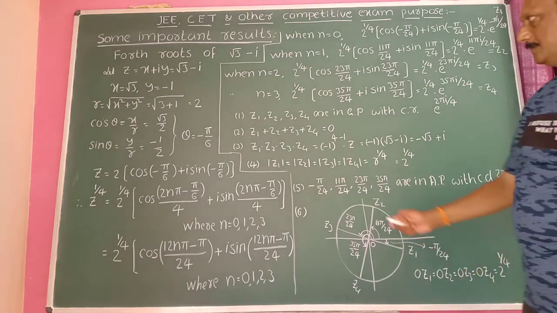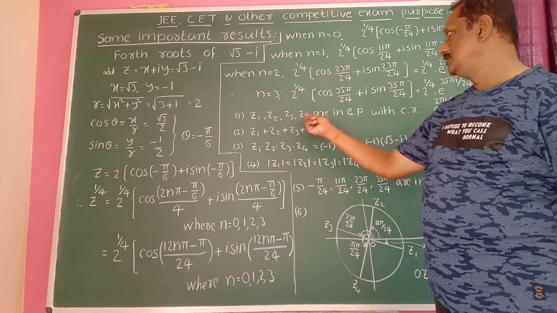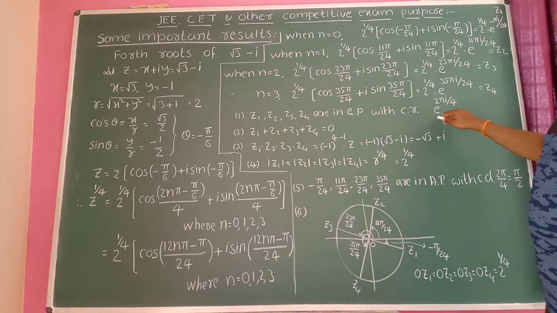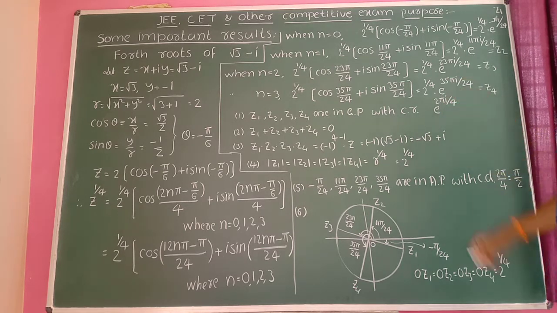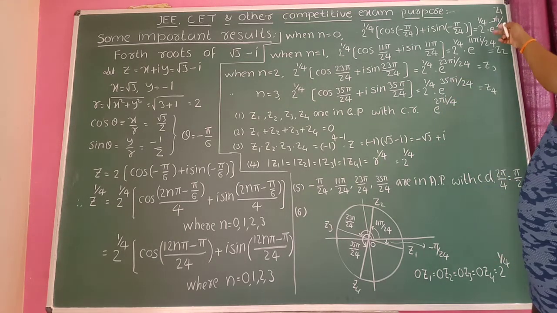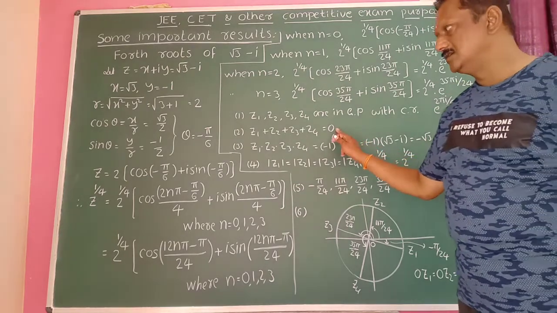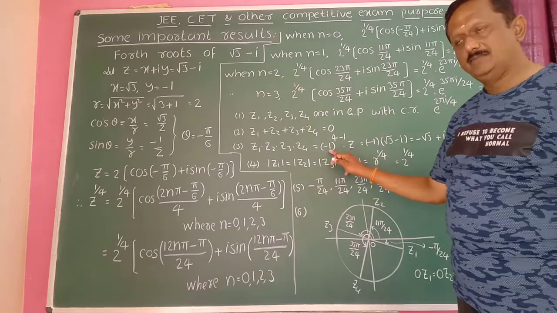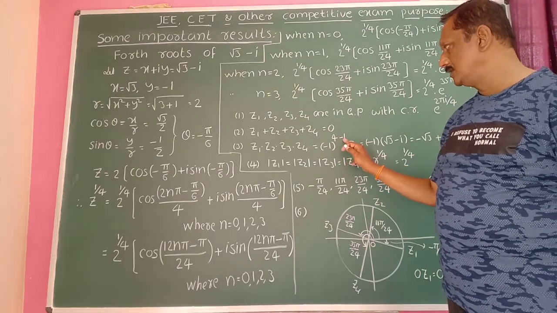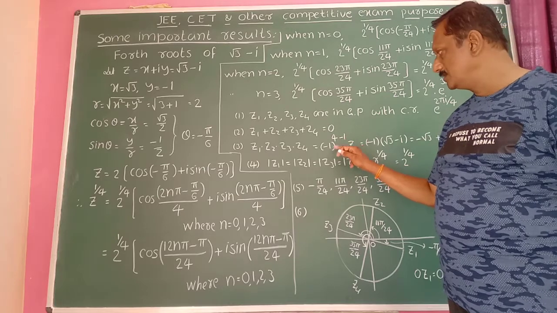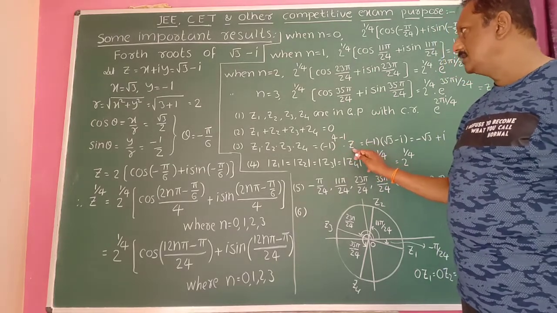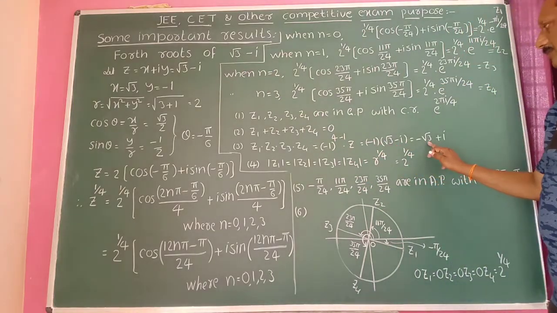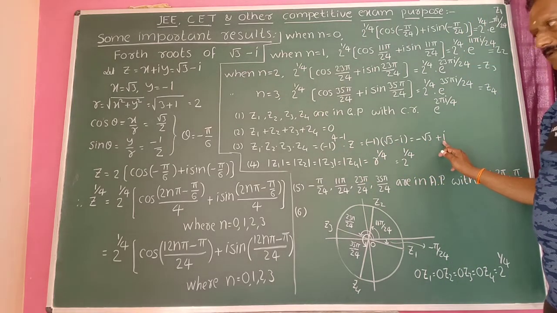According to properties, z1, z2, z3, z4 are in a GP with a common ratio e raised to 2 pi i divided by 4. Next, the sum of these fourth roots is always 0. And the product of these fourth roots is minus 1 raised to 4 minus 1. 4 minus 1 is 3, minus 1 raised to 3 is minus 1. And z is this complex number, root 3 minus i. Take minus 1 inside, it gives minus root 3 plus i.